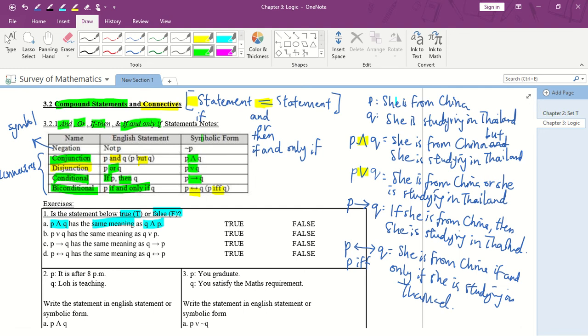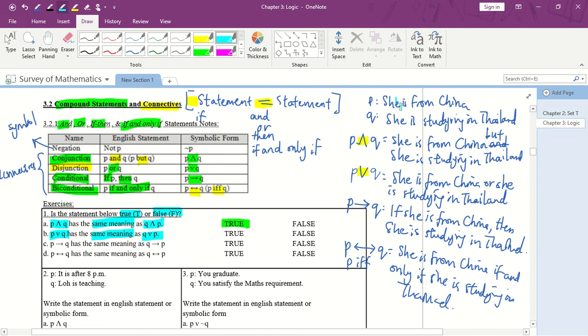Is it still the same meaning? The answer is true. Yes, it is still the same meaning. Okay, how about the next one? It says that P or Q has the same meaning as Q or P.